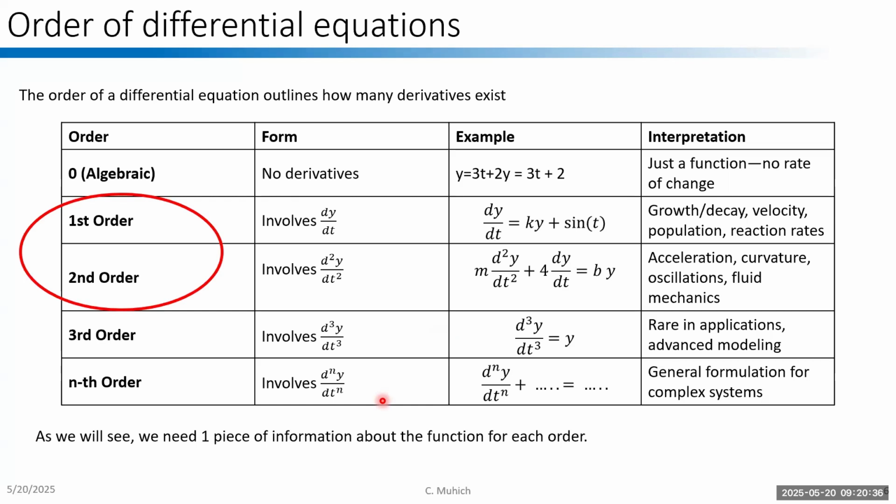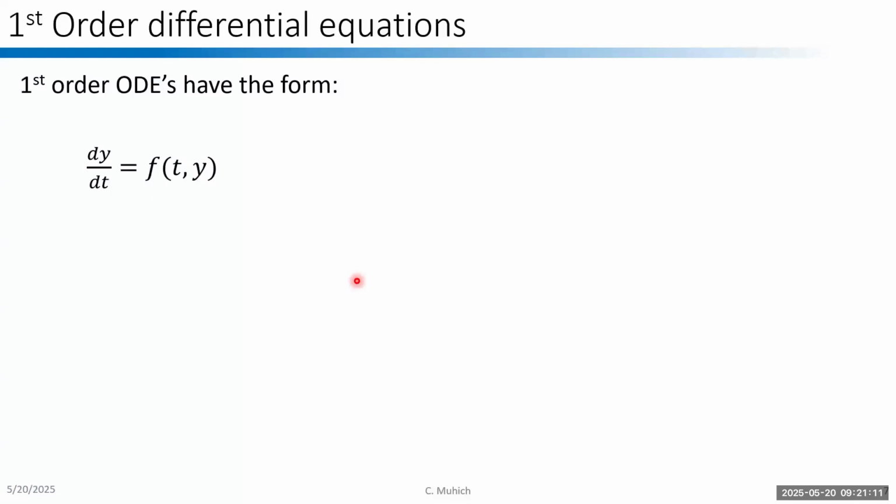Okay, so what we'll see throughout the day is that in addition to solving these equations, we are also going to need one additional piece of information in order to solidify and ground these equations. The number of pieces of additional information is equal to the order of the function. A first order differential equation requires one piece of external information, a second order requires two, etc. Okay, let's take a look at first order differential equations.